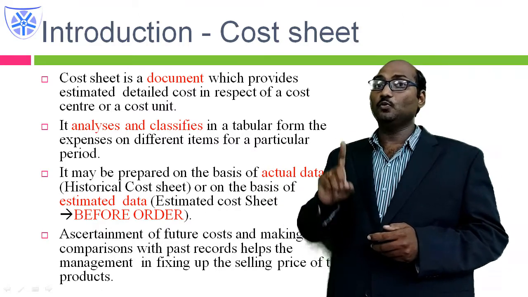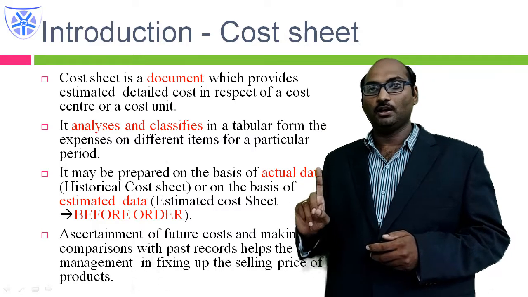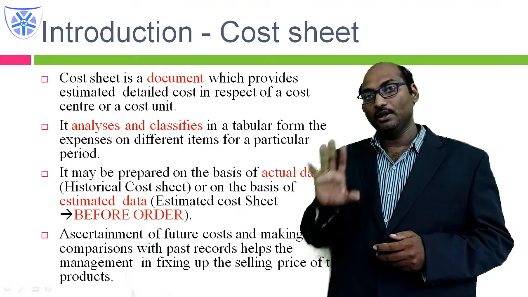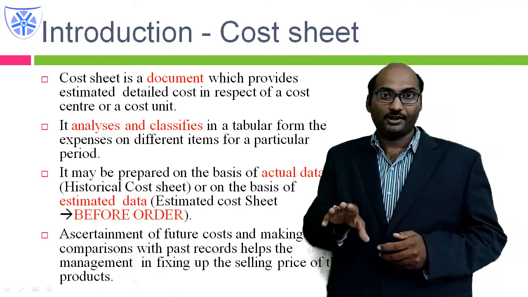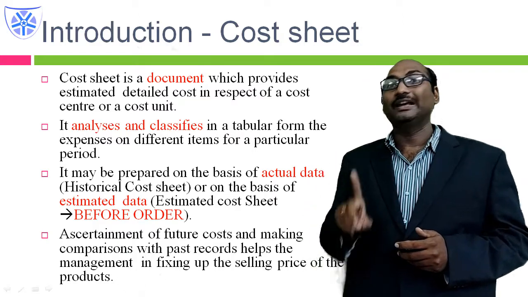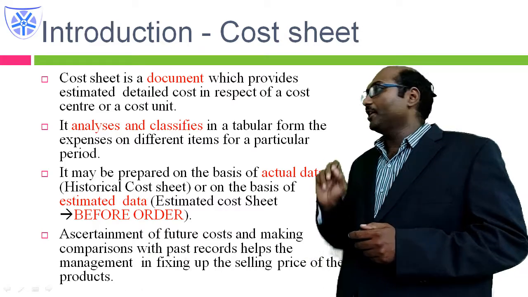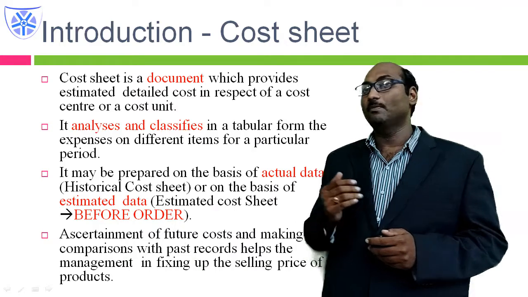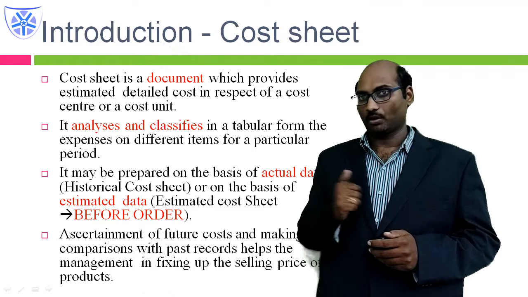Costing is one of the most important things in the apparel business. Okay, it should not be too high, it should not be too low. It should be optimum, perfect and acceptable. Then only will the business increase, isn't it? So, ascertainment of future cost and making comparison with past records helps the management in fixing the selling price of the products.